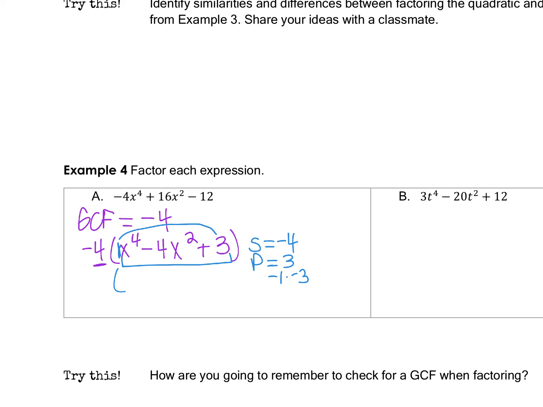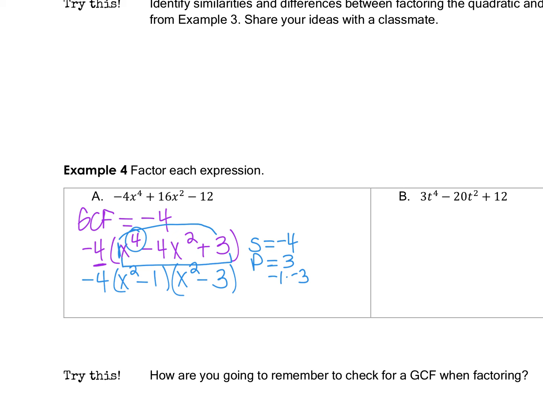So I'm setting that up. Bring down your GCF because we want it to be equal at the end. Notice I have an x to the 4th, so I should start out with the x squared on both of them because when I multiply them, I want x to the 4th. And then I have a -1 and a -3.